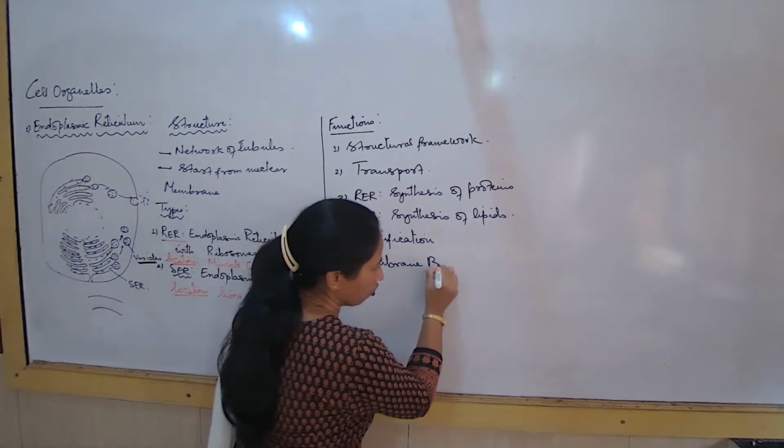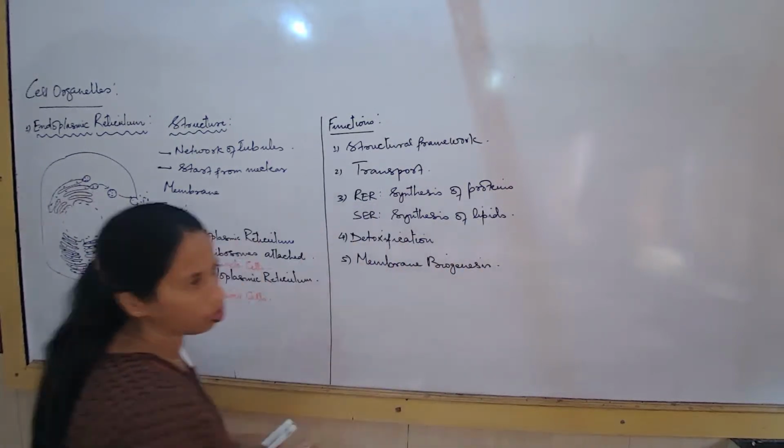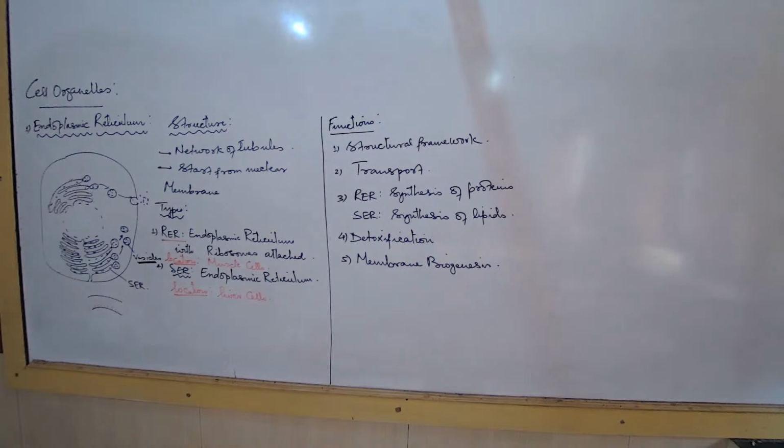And the last function that we are going to talk about would be membrane biogenesis. Now, what is the meaning of membrane biogenesis? Membrane biogenesis means the formation of membranes. The substances formed by the endoplasmic reticulum help to build the cell or cell membranes.